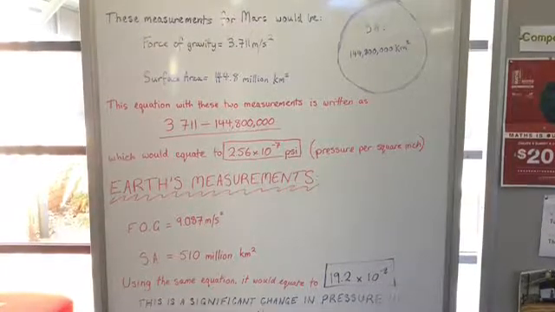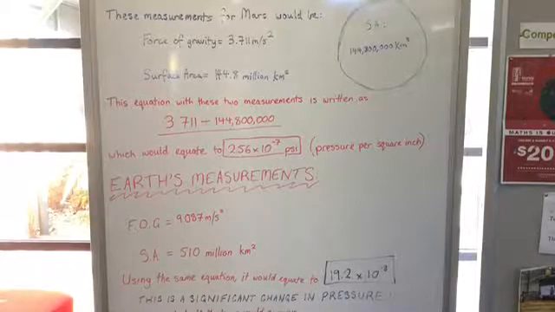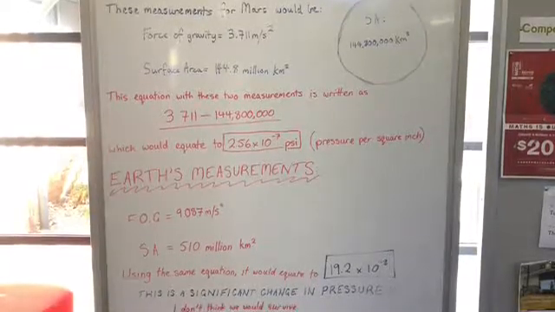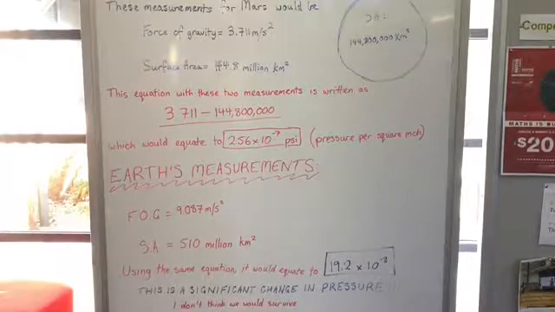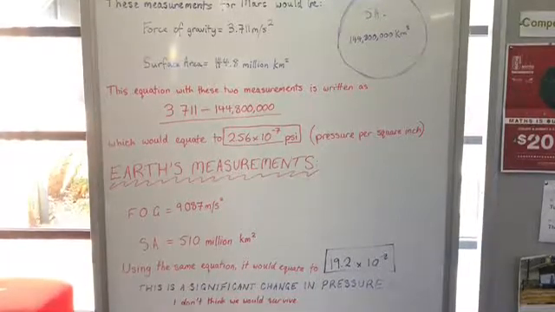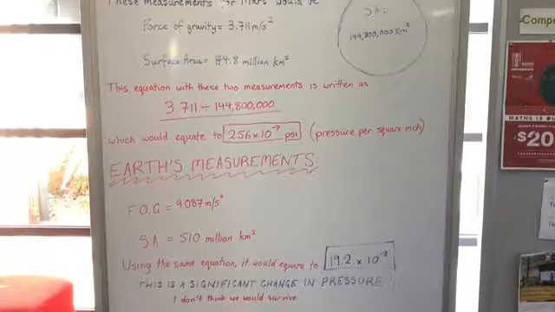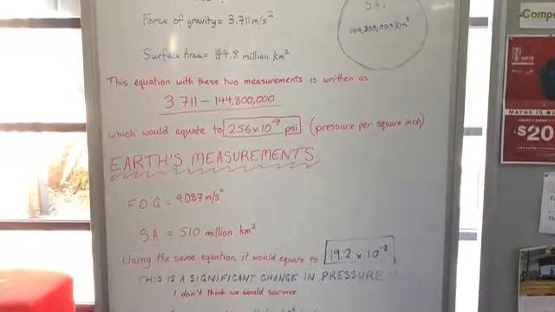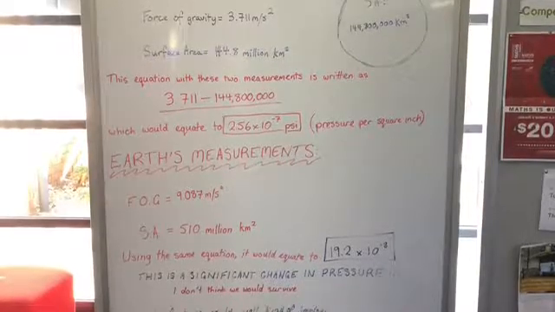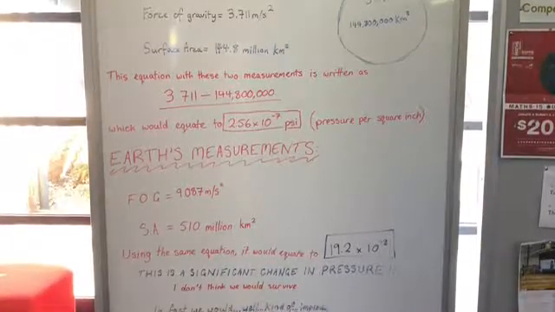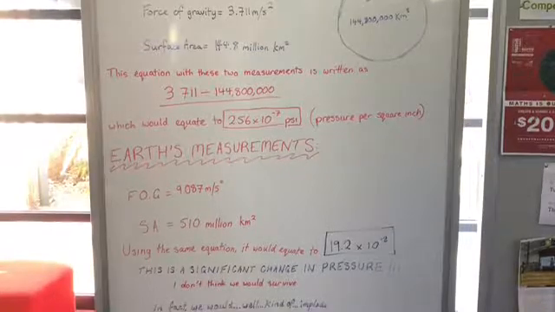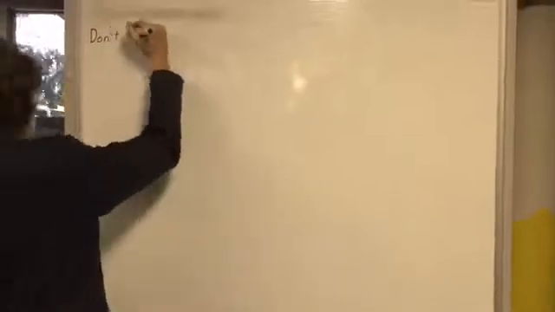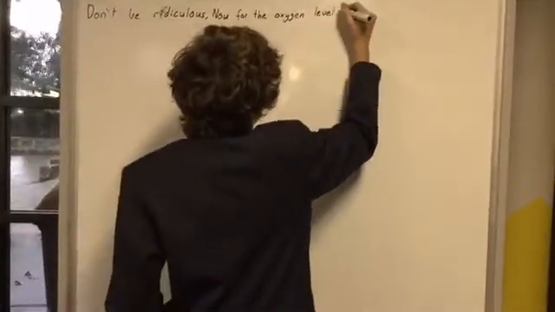Earth's measurements in this case means that the force of gravity would be 9.087 meters per second squared, and the surface area would be 510 million kilometers squared. Using the same equation, it would equate to 19.2 times 10 to the power of -8 psi, or pressure per square inch. This is a major change in pressure. We probably wouldn't survive it. Don't be ridiculous. Now for the oxygen levels.